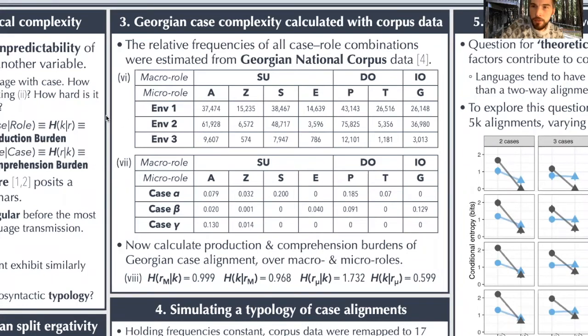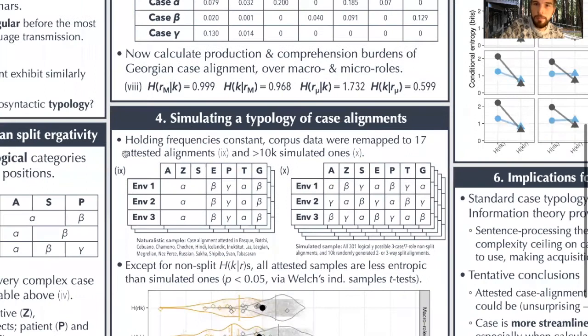Now, how do we contextualize these findings for Georgian? Well, what I did was keep these corpus data constant, but remap how each of these cells is associated with a particular case category, according to other logically possible, some of which were attested, case alignment patterns. So I did this remapping for 17 attested alignment systems, similar to the case patterns of these languages listed here.